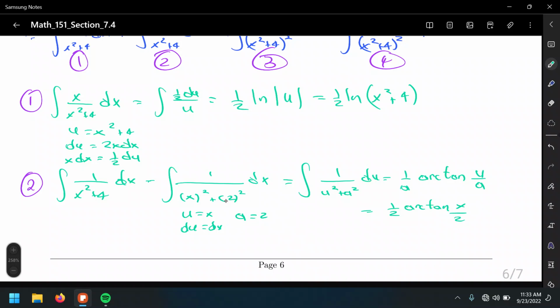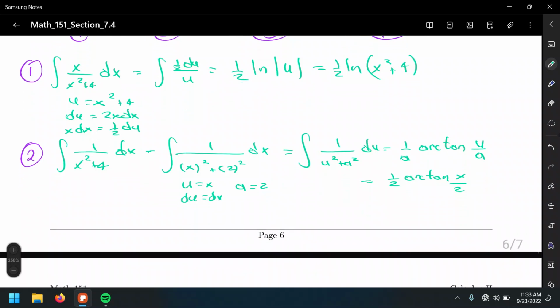I do this setup again just in case you get a different integral. For example, what if we got the integral of 1 over 9x squared plus 4? The u would have been not just x but rather 3x. Then du would have been 3dx, which means dx equals 1/3 du, so we would need a correction factor in this case. Okay, so that's the second integral. Let's look at the third integral.